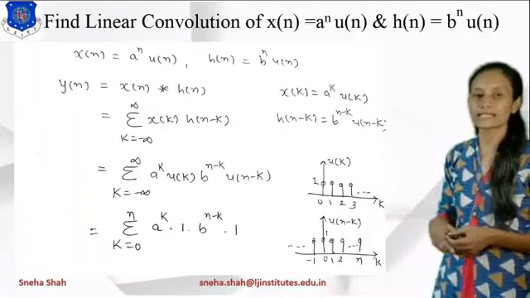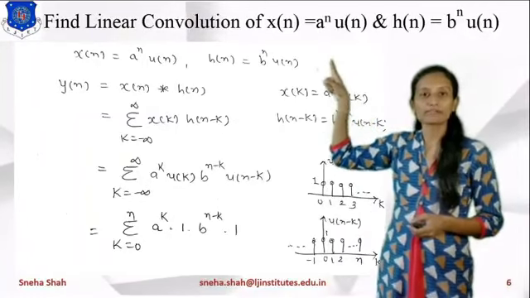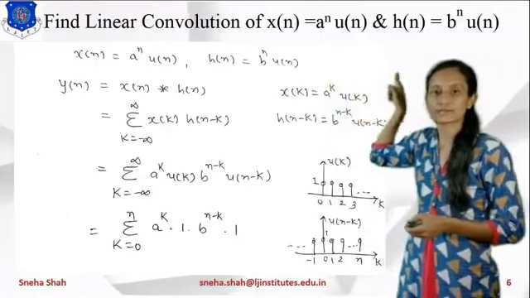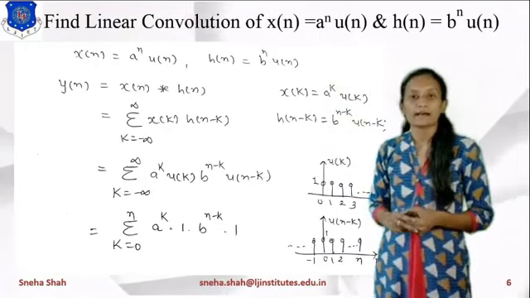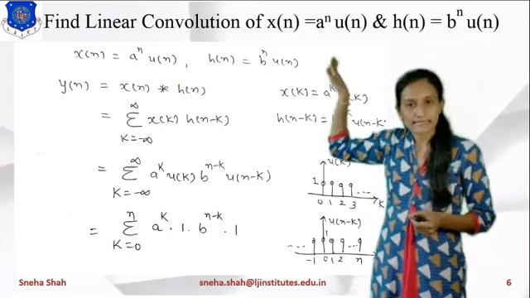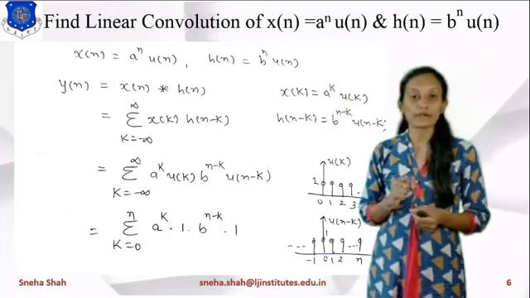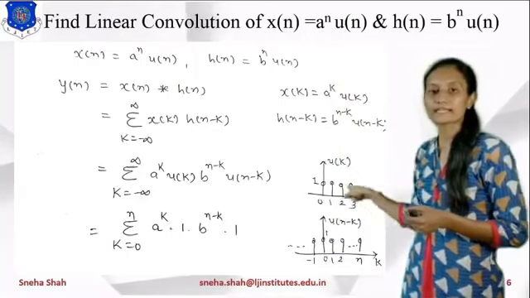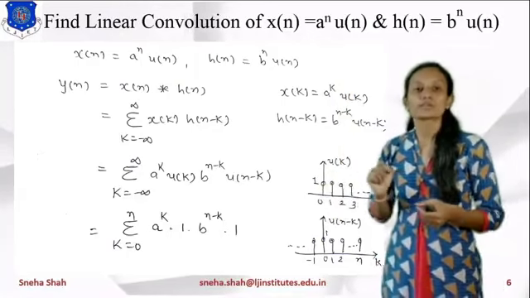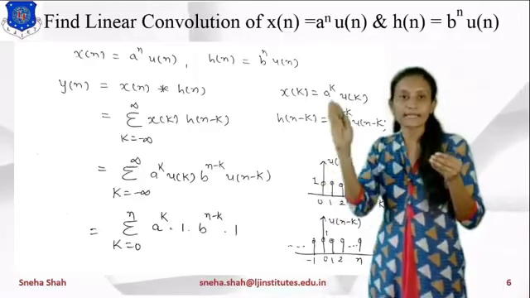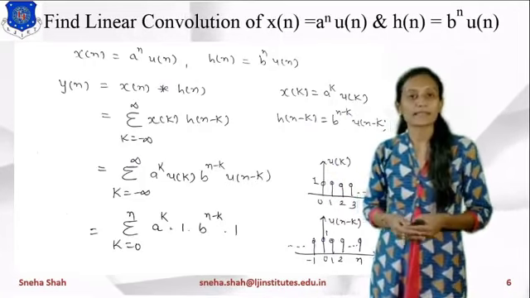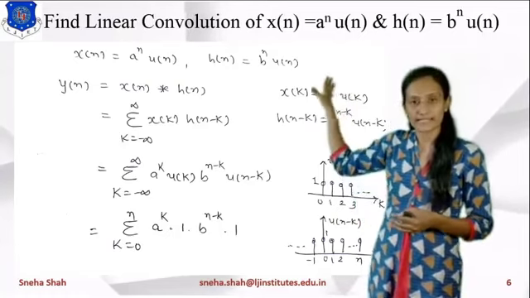Now the next example is: find the linear convolution of x of n equals a raised to n u of n and h of n equals b raised to n u of n. You can see that in this example u of n is given to you. What is the value of u of n? U of n ranges from 0 to infinity, and its value equals 1, right? So we can't take infinite times 1, so we can't use the tabulation or multiplication method for this particular example.